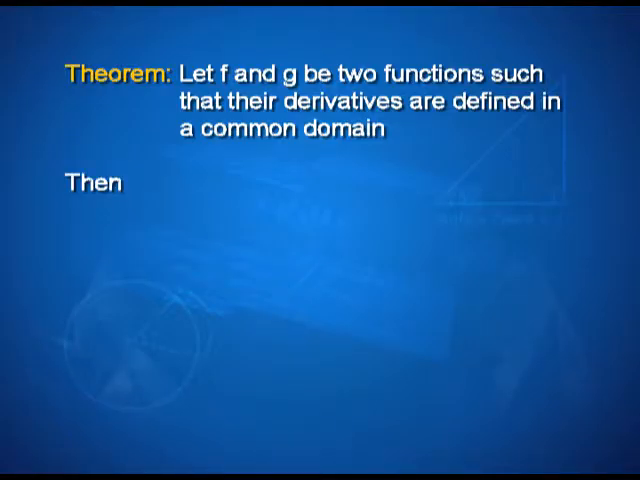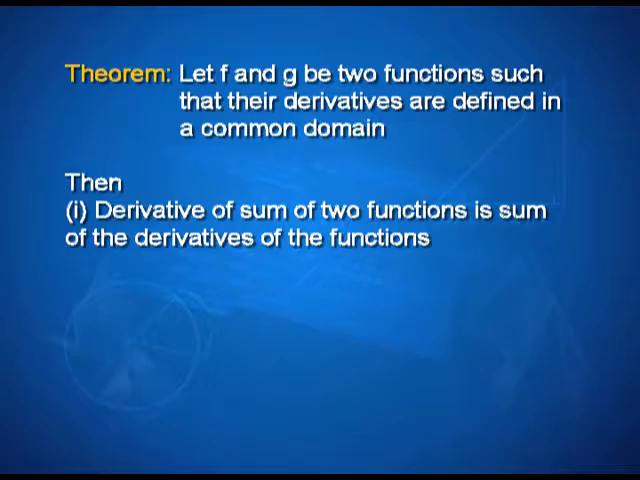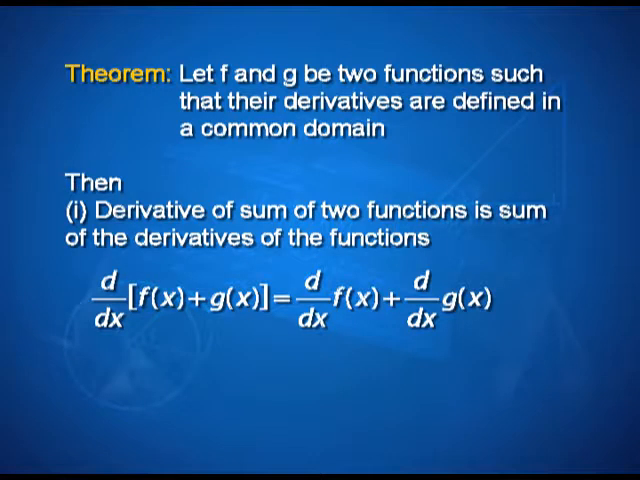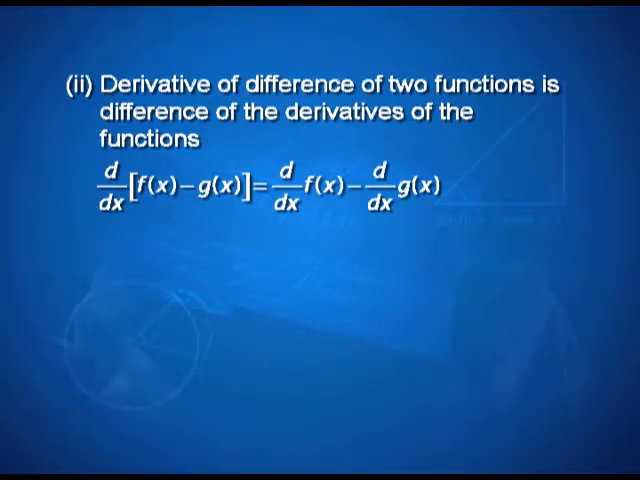Then we have: derivative of the sum of two functions is the sum of the derivatives of the functions, that is d by dx of (f of x plus g of x) is equal to d by dx of f of x plus d by dx of g of x. Next, derivative of the difference of two functions is the difference of their derivatives, that is d by dx of (f of x minus g of x) is equal to d by dx of f of x minus d by dx of g of x.